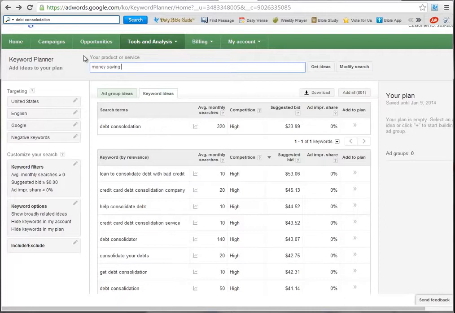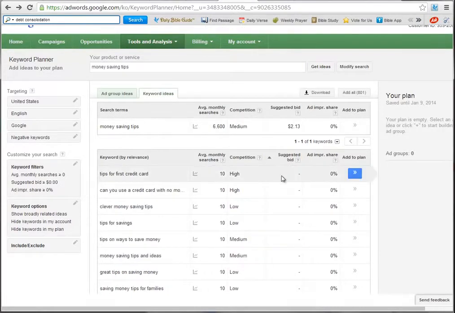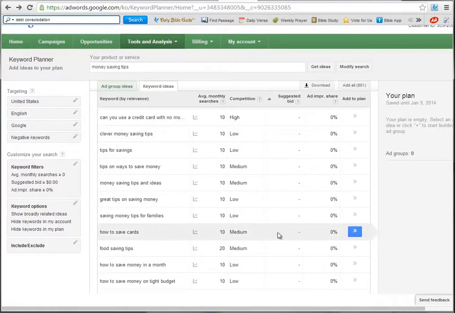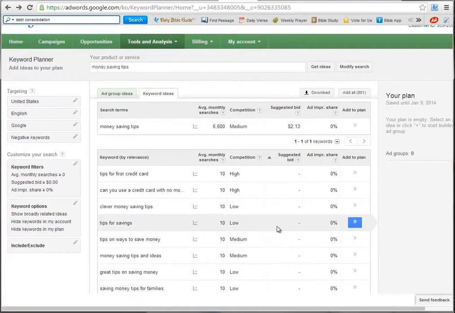Money saving tips is going to generate really, really low paying ads, and you're not going to make a whole lot at all, right? If we were to do tips for credit card, you can see there's not even any advertisers or anything on a lot of these words, so you're not going to make a whole lot of money there.